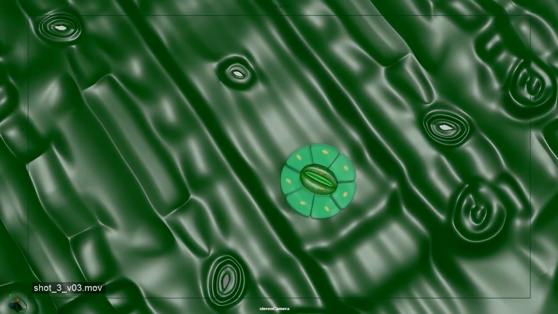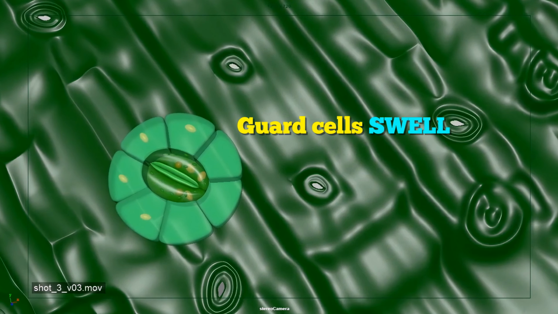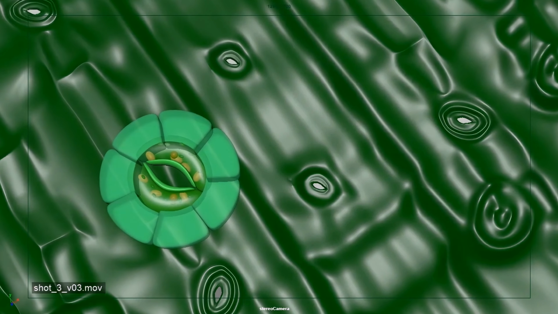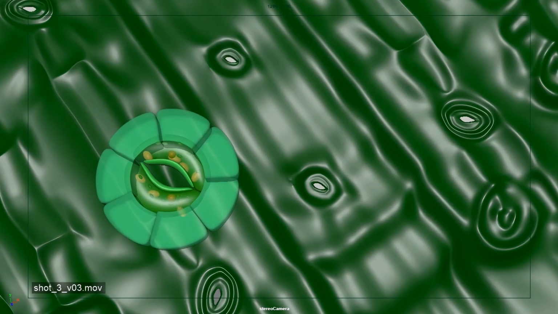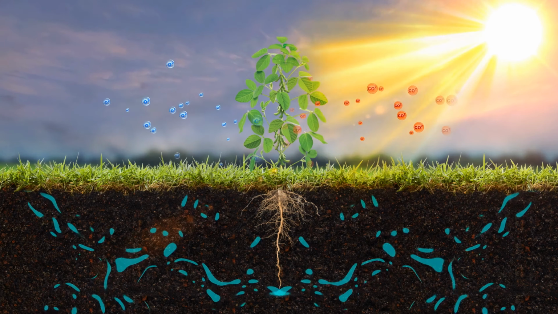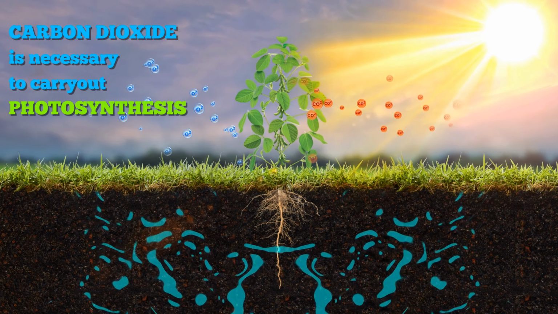The opening and closing of the pore is a function of the guard cells. The guard cells swell when water flows into them, causing the stomatal pore to open. Similarly, the pore closes if the guard cells shrink. Here is an activity to prove that carbon dioxide is necessary to carry out photosynthesis.